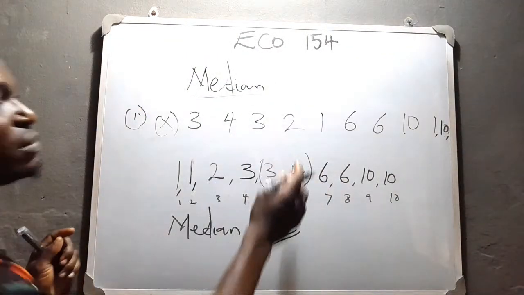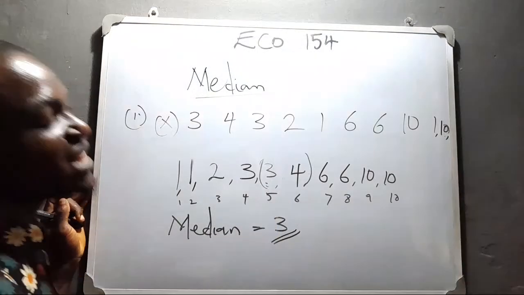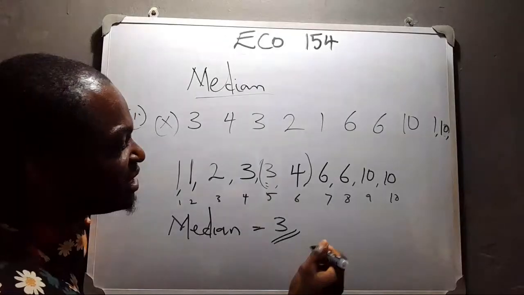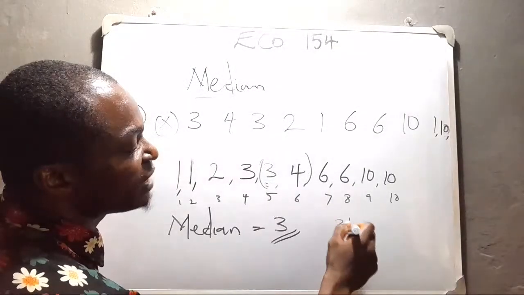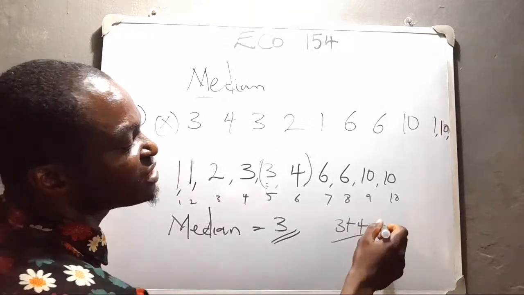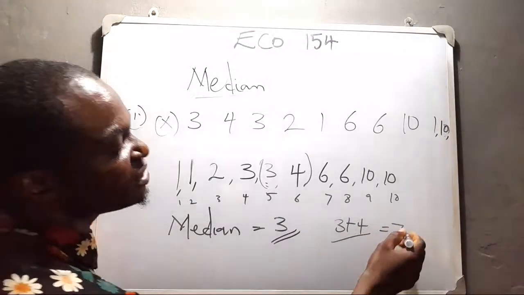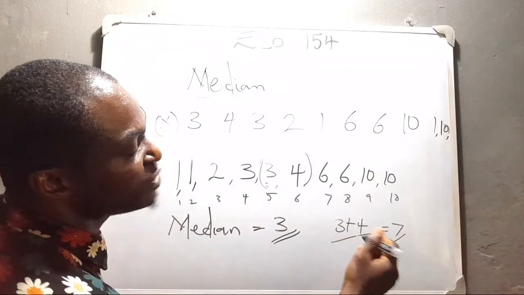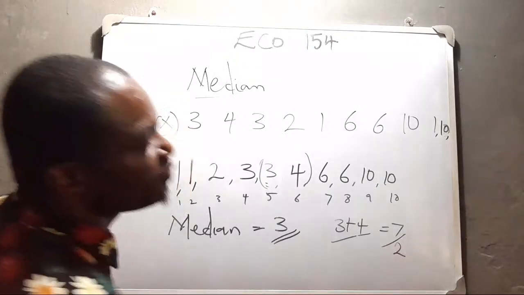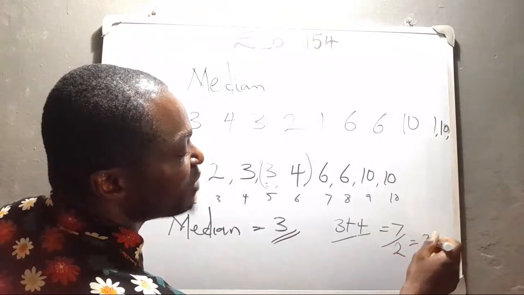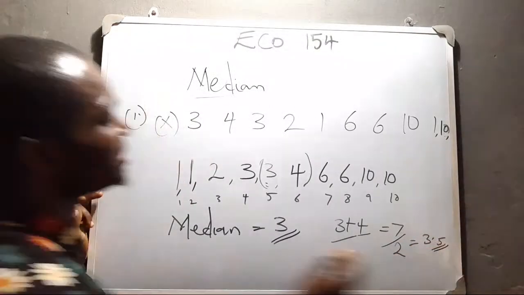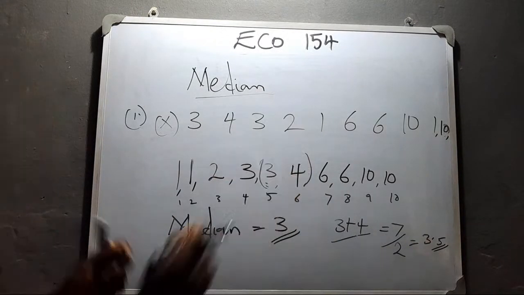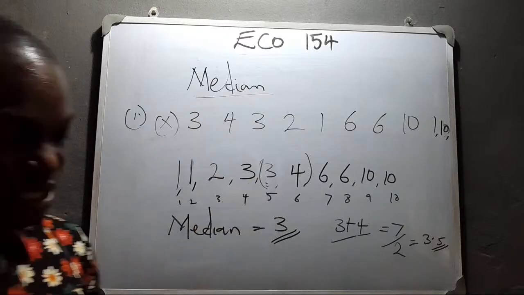And how do we make them our median? What we do is we find the average, using the mean. And how do we find the average? We put them together: 3 plus 4 will give you 7. Then divide by 2 variables, 3 and 4, which means we have 2 variables. Dividing 7 by 2, we get 3.5, which means the median of this distribution is 3.5. So that is just the simple way.